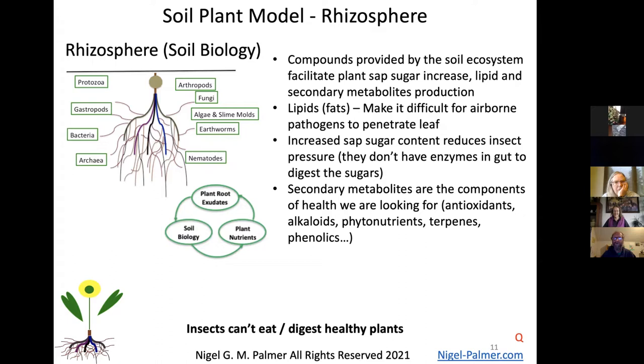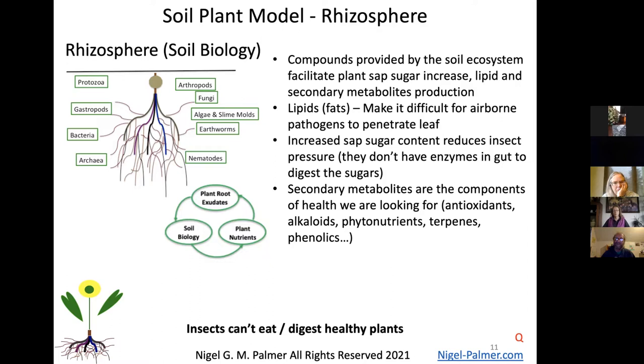So if we take this one step further, now our plants are actually increasing the sugar content as these compounds come in from the soil, and this relationship between the soil and the plant continues to grow. And as the plant sap sugar increases, then insect pressure no longer becomes a problem. This is fantastic. The reason insects eat plants is because the plants are unhealthy and it doesn't have the high sugar content in the plant sap that enables it to digest it.